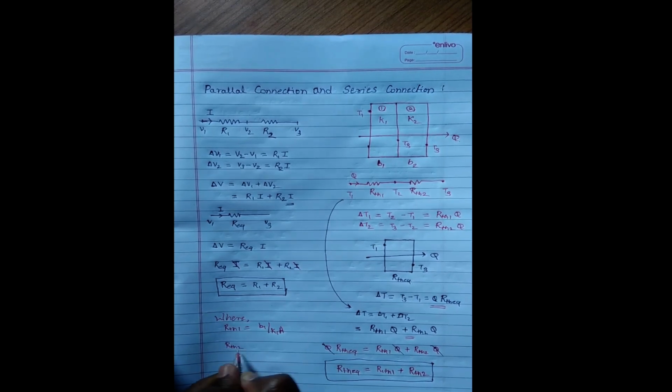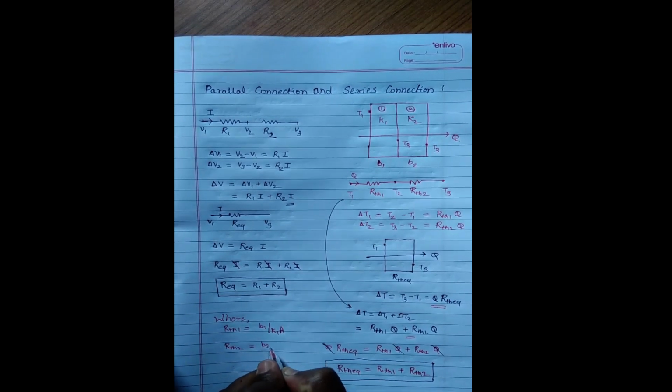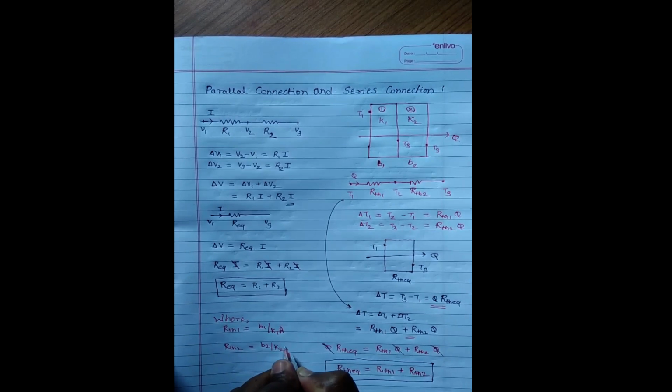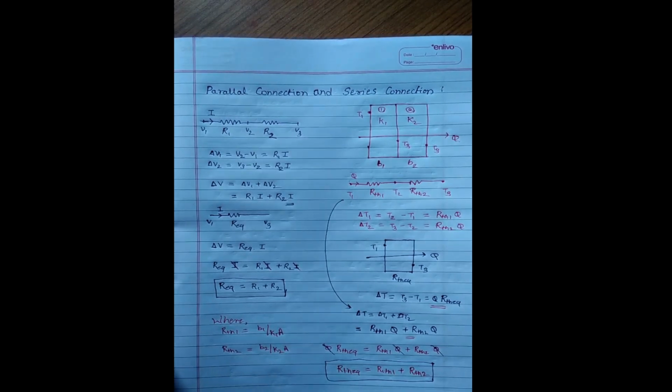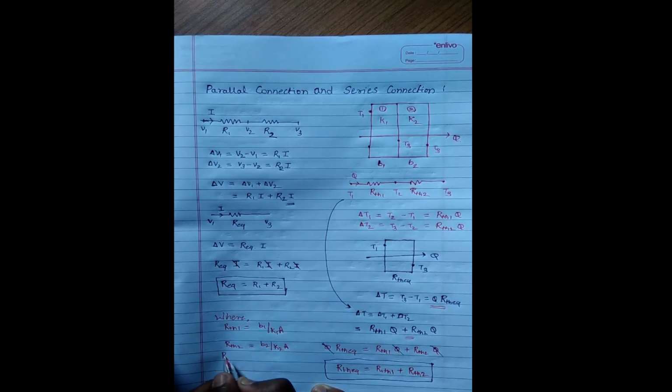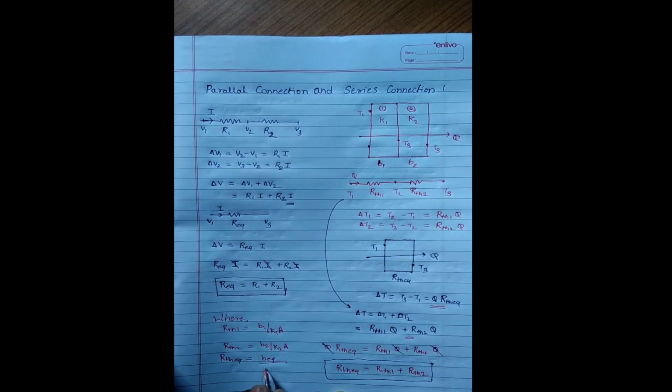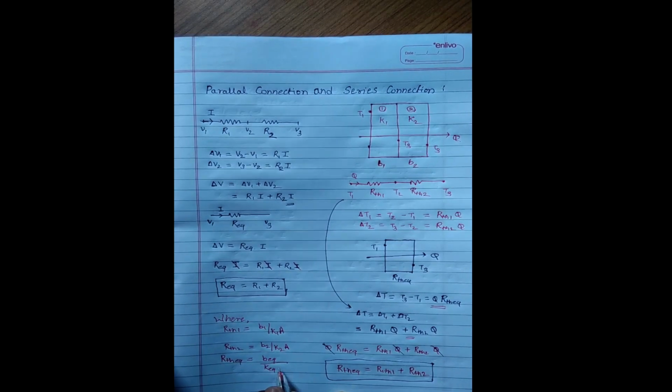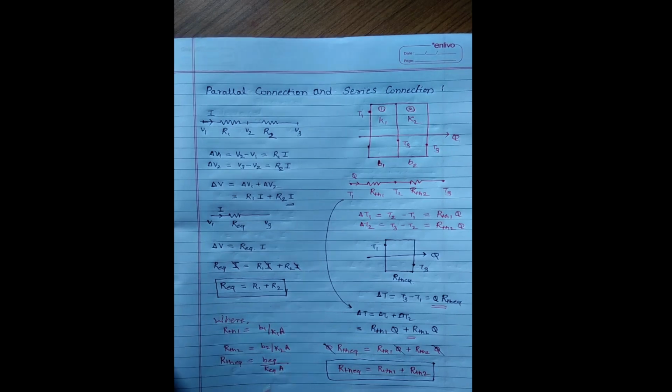R thermal 2 will be equals to B2 upon K2A, and R thermal equivalent is equals to B equivalent upon K equivalent into A. Okay, now we will discuss about parallel connection.